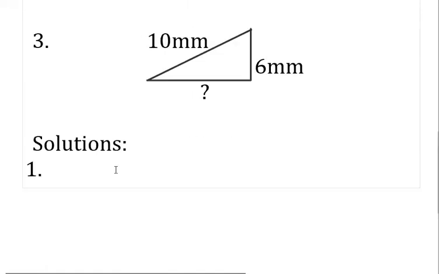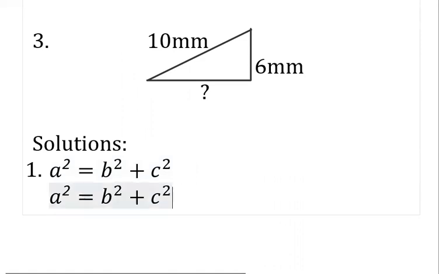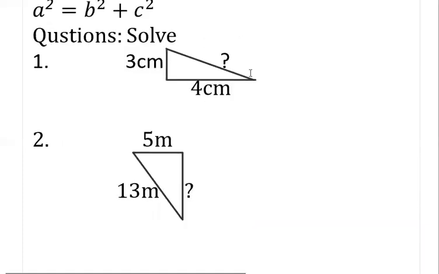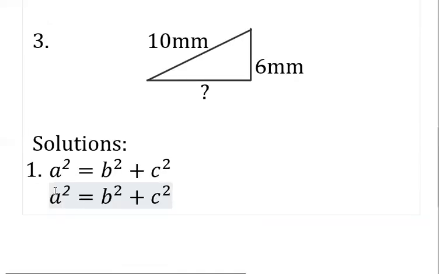Solution number one. Awesome. So with this, we can now say our longest side in this question, for question number one, our longest side is unknown. Our hypotenuse is unknown. Then the other two sides, we have 3 and 4. We are looking for our longest side. The other two sides are 3 and 4.